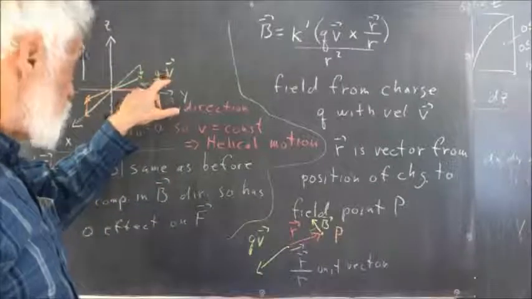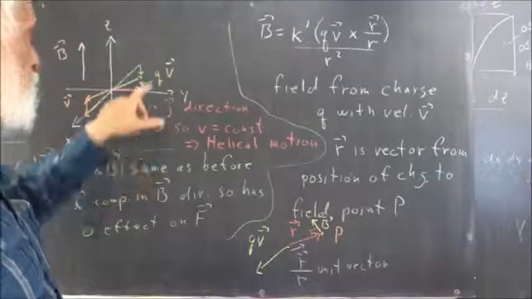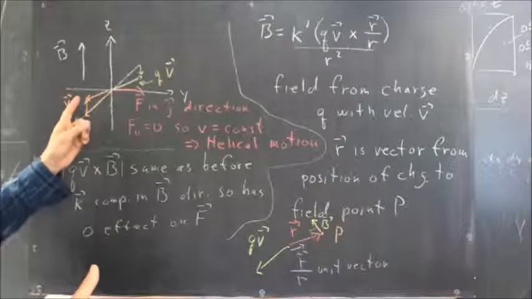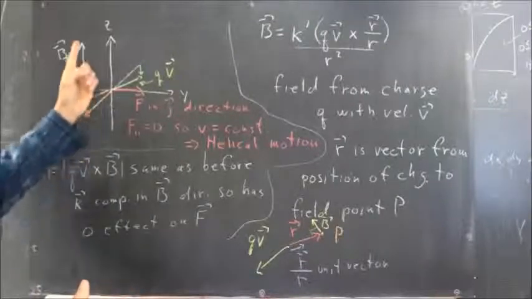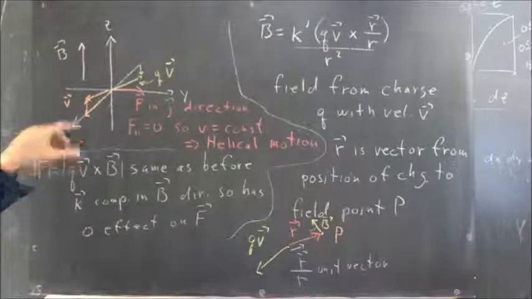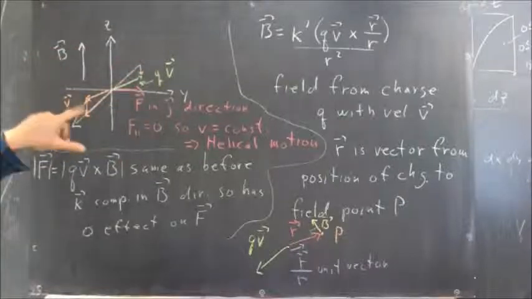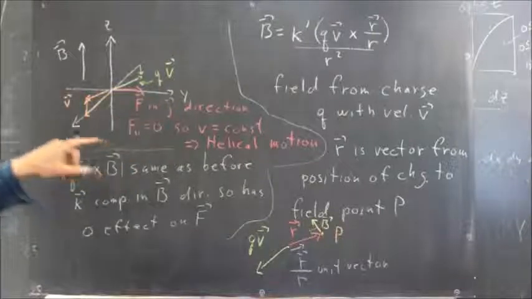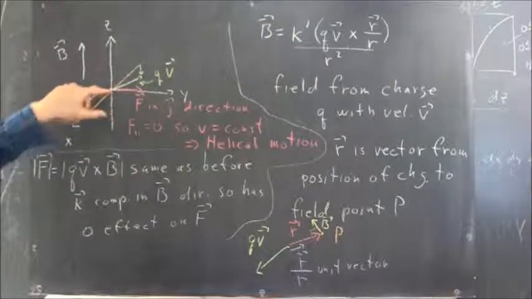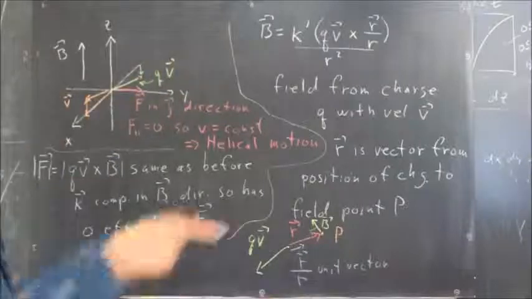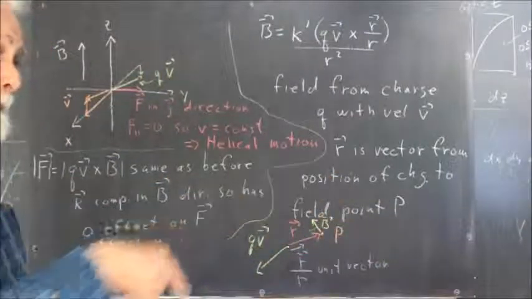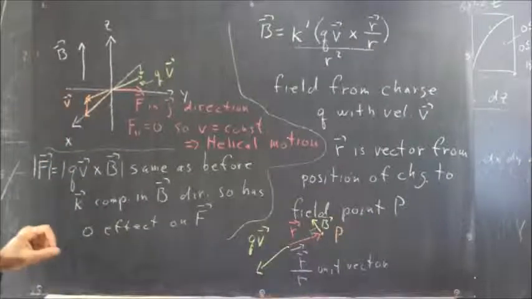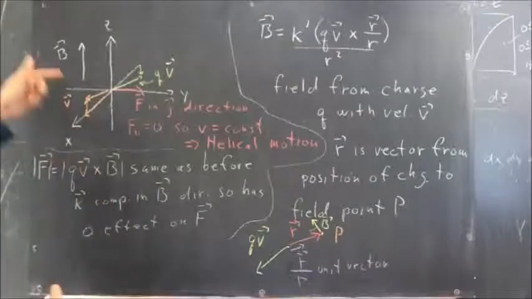The velocity vector is moving the particle upward as well as in the xy plane. Okay, so the particle in the xy plane is going to experience a force in this direction. Its velocity is in this direction, so it's going to follow a circle. So we're following a circle in the xy plane, but at the same time we have this vertical velocity that's not affected by the magnetic field.